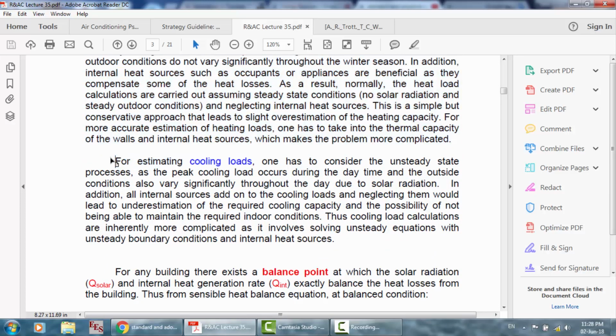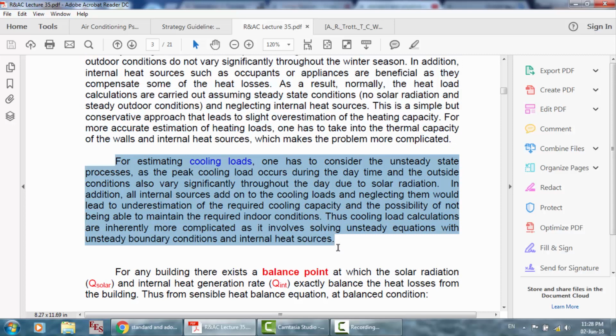For estimating cooling loads, here one has to consider the unsteady state processes, as the peak cooling load occurs during the daytime and the outside conditions also vary significantly throughout the day due to solar radiation. In addition, all internal sources add on to the cooling loads, and neglecting them would lead to an underestimation of the required cooling capacity and the possibility of not being able to maintain the required indoor conditions. Thus, cooling load calculations are inherently more complicated, as it involves solving unsteady equations with unsteady boundary conditions and internal heat sources.